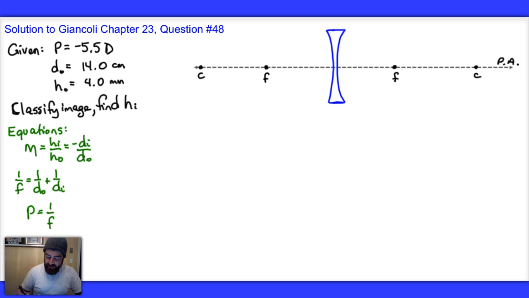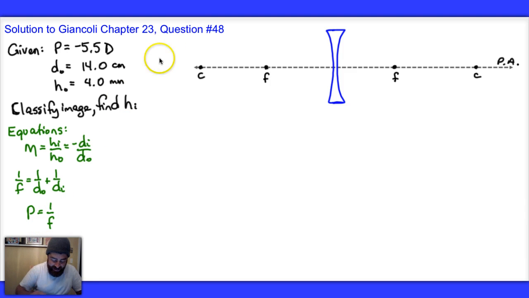So I've made a quick sketch. Immediately you should recognize that since this is a negative sign by sign convention, this is a diverging lens. And I've written my equations here in green. Immediately I should be able to use the power equation to solve for the focal length.